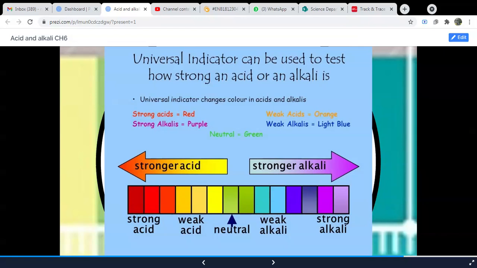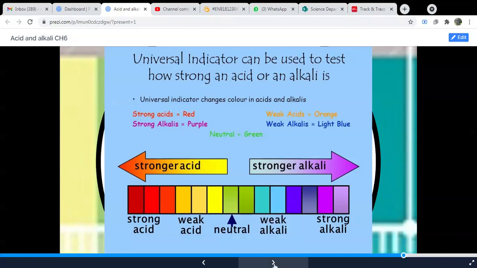For alkali, for strong alkali, for example like sodium hydroxide, NaOH, the color will be in the purple range, while weak alkali, for example, it can be like light blue.